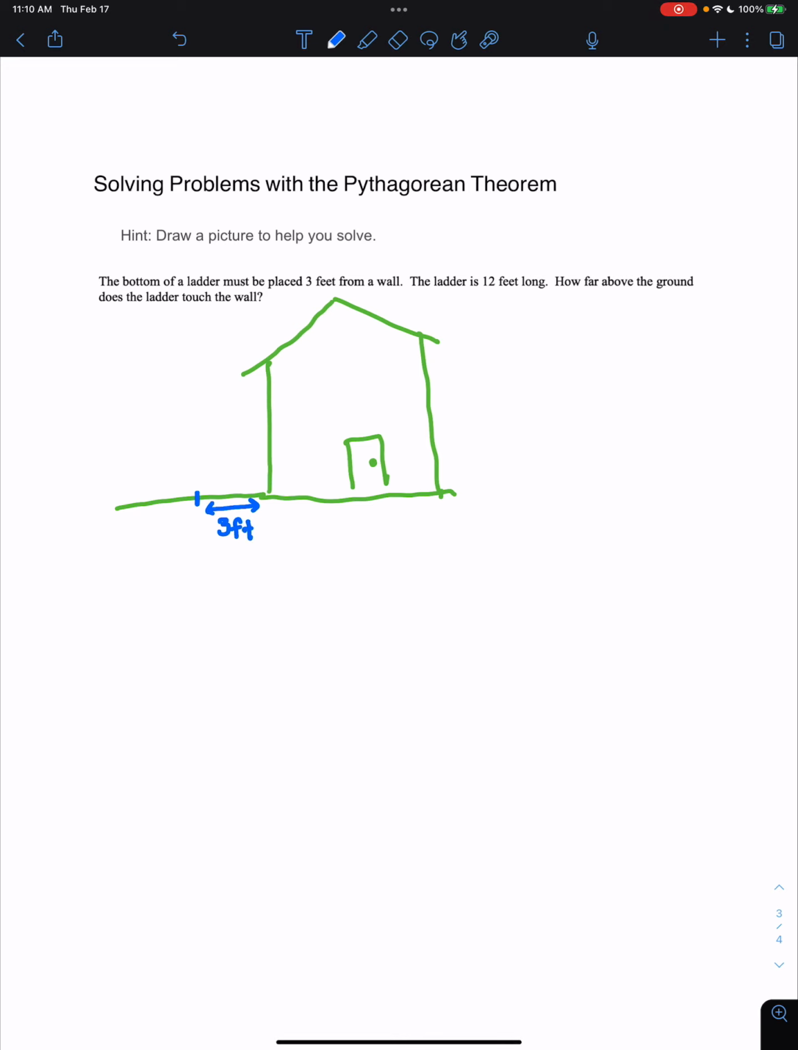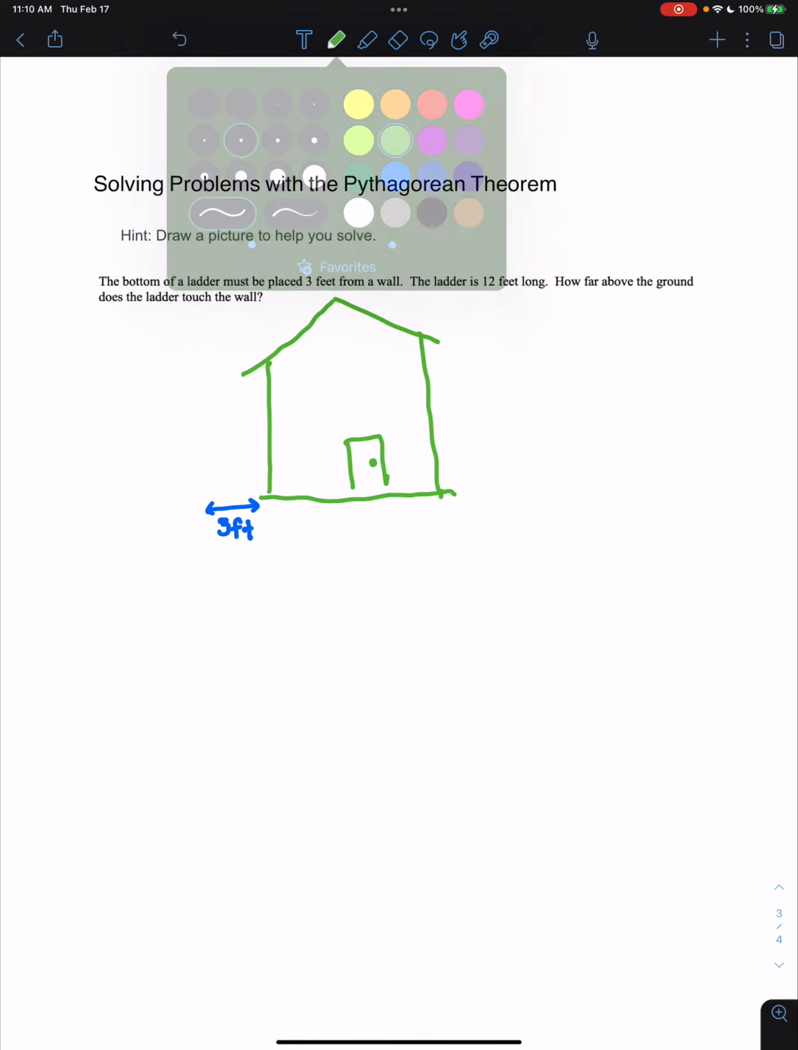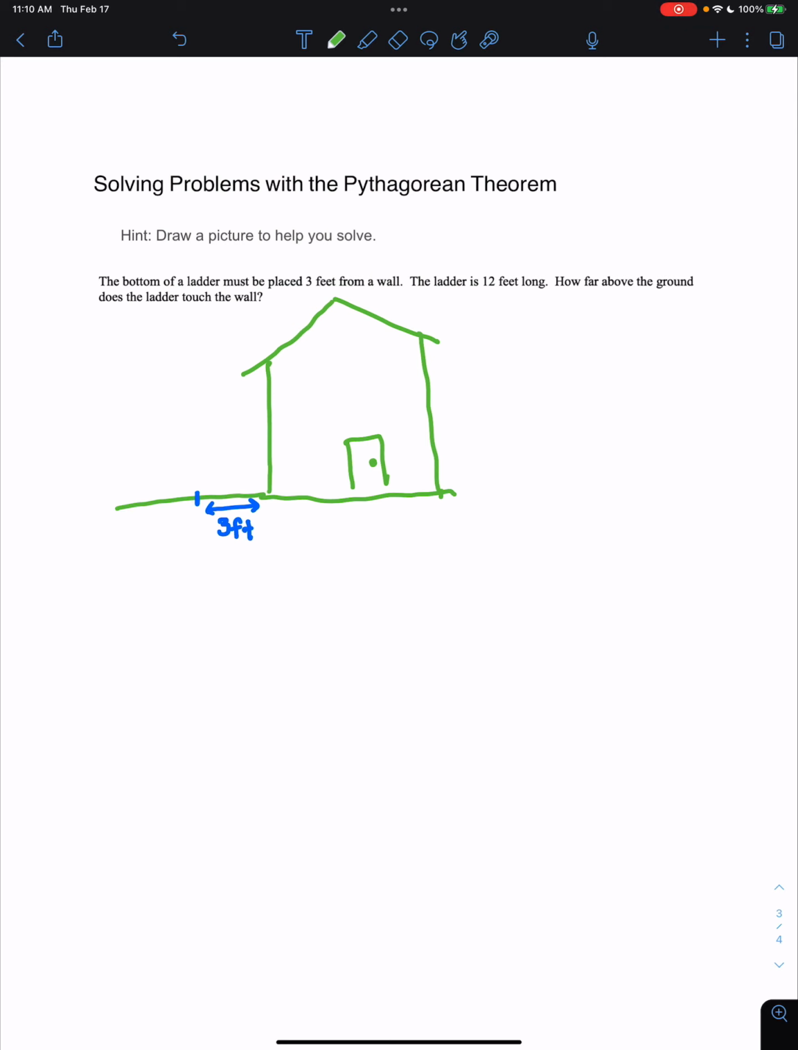Now, the ladder is 12 feet long. So here's the ladder. The ladder is going to start at the 3-foot mark. Uh-oh, what happened? Oh, no. Oh, I can just undo. There we go. All right, the ladder is going to start at the 3-foot mark and go up this way. So here's my ladder, and it's 12 feet long. So this distance is going to be 12 feet.